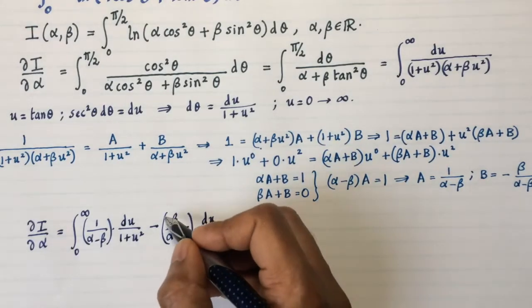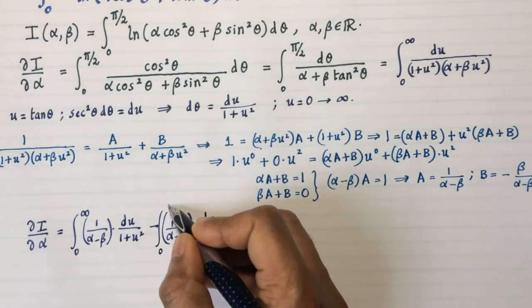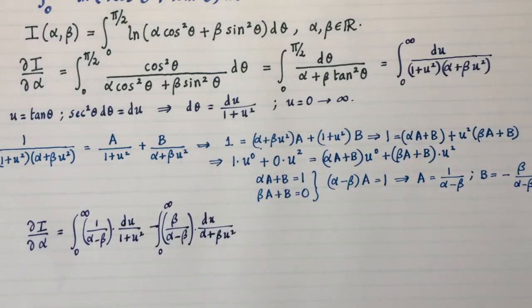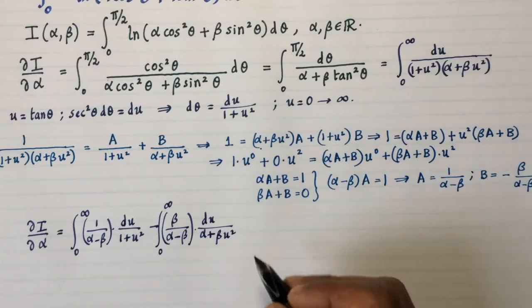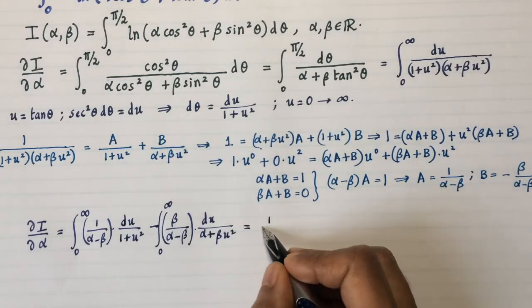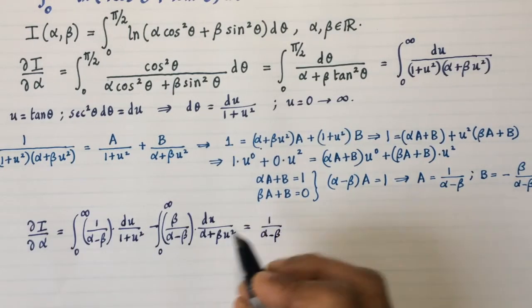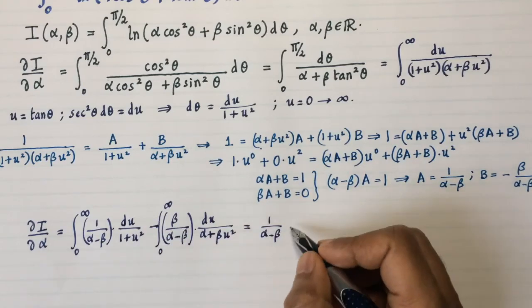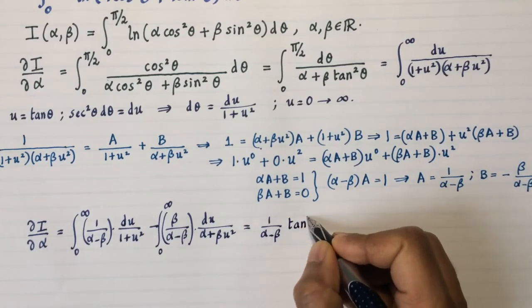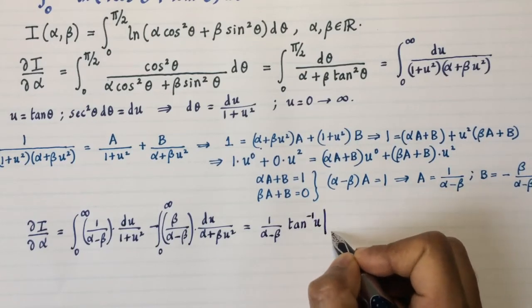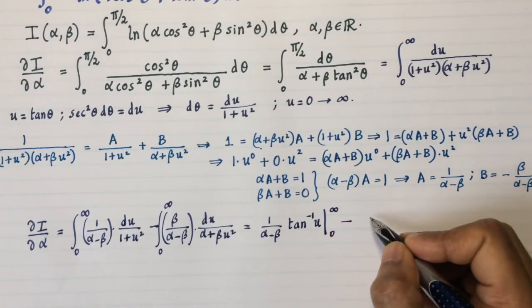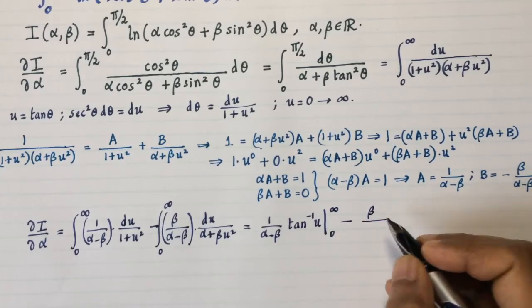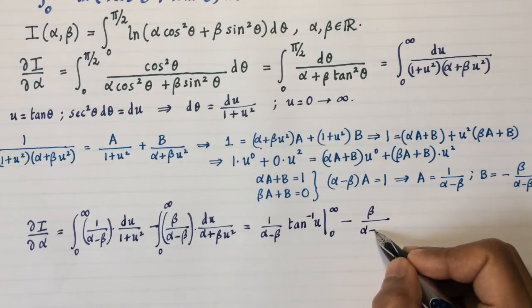So two very simple integrals because these are just arctangents. So I get 1 over alpha minus beta. The integral of du by 1 plus u squared is a standard integral. It's arctangent of u between the limit 0 and infinity. And here I have beta divided by alpha minus beta.